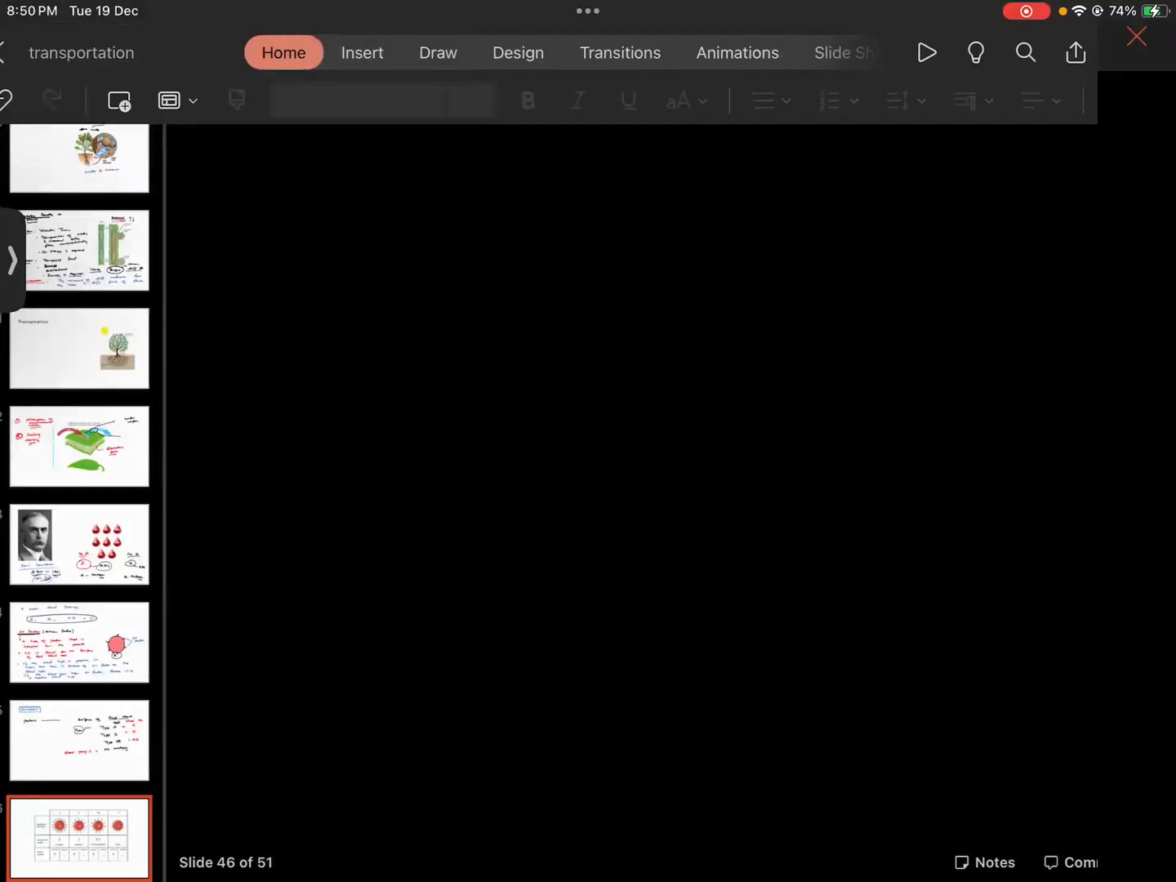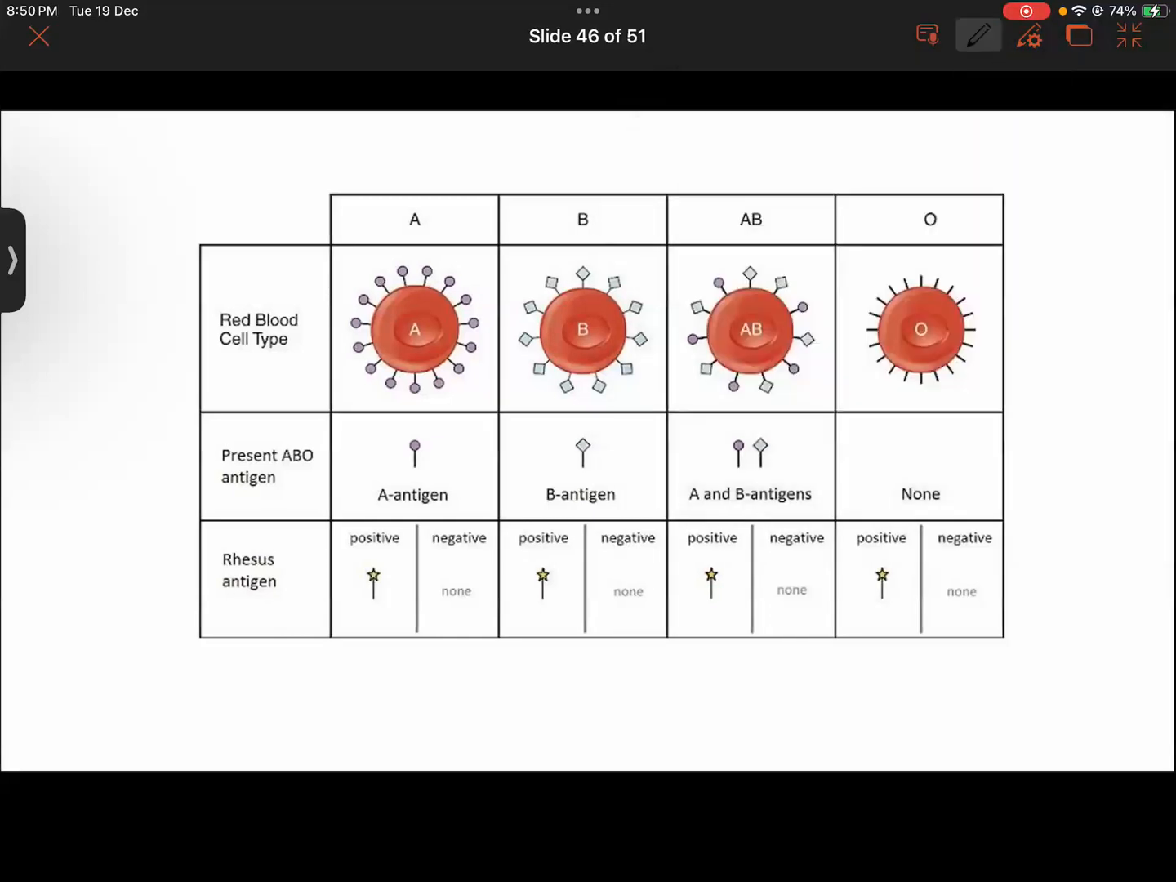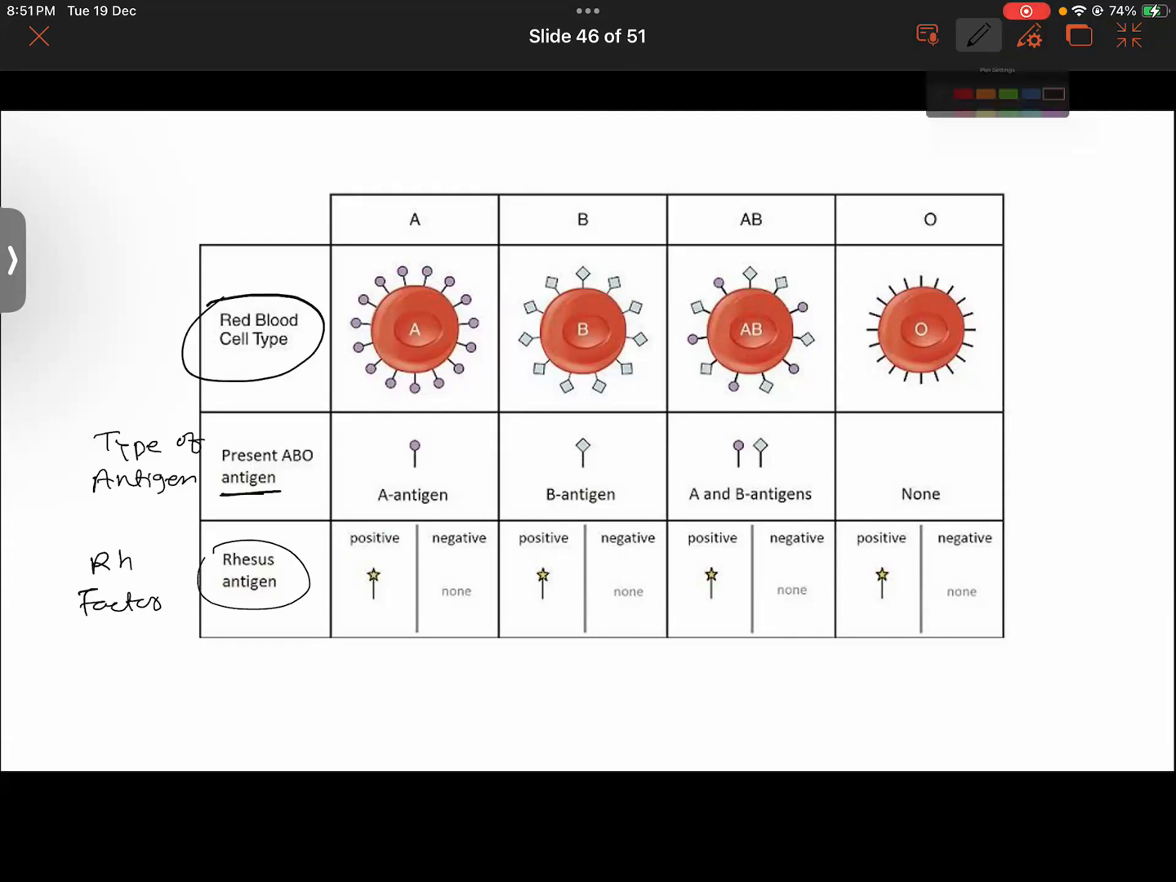Yeah, have a look at this image. Okay, so this is the type of antigen. This is the RH factor over here. You are able to see my screen, right? Yes, sir. And this is the red blood cell type.